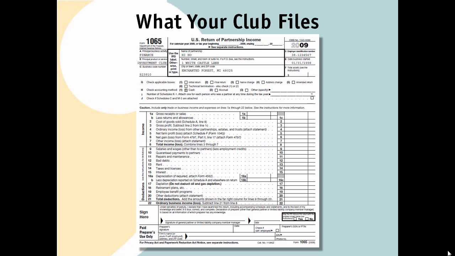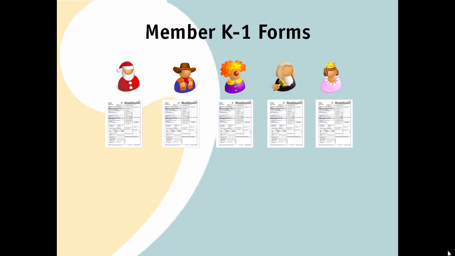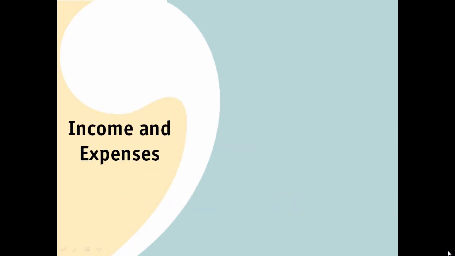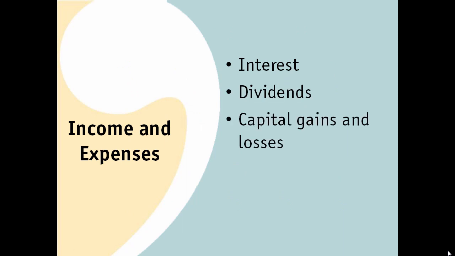All of the income and expenses are divided up between the members, and they report and pay taxes on their share on their personal taxes. Each member receives a form called a K-1 so that he knows what amounts he needs to report on his personal taxes to pay taxes on. Your club will have this kind of income. You'll have interest, dividends, and capital gains and losses from stock sales. The only types of expenses you should have are portfolio investment expenses, which we discussed earlier.